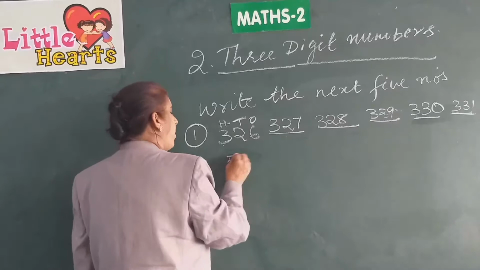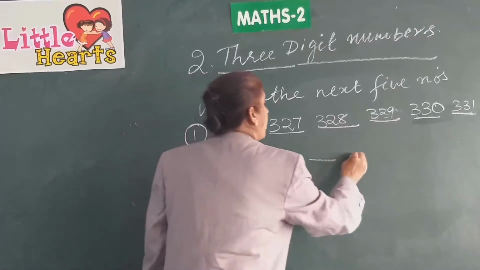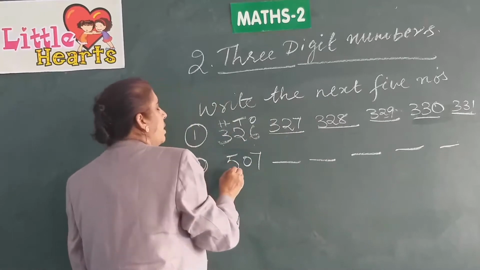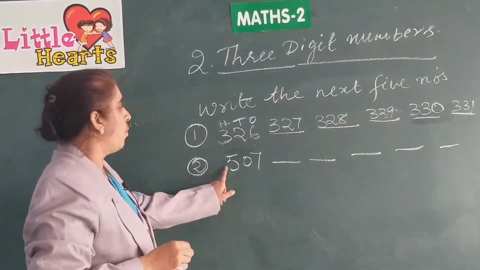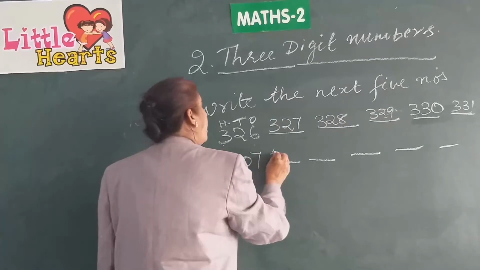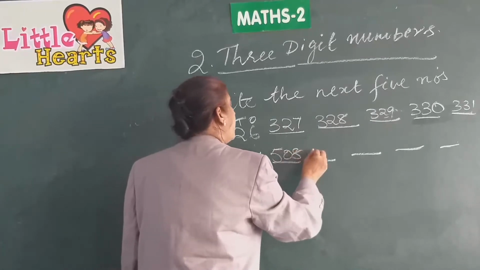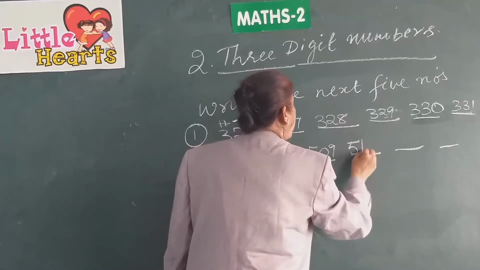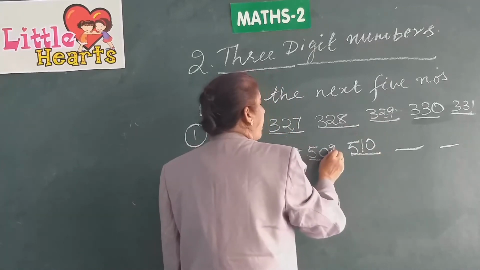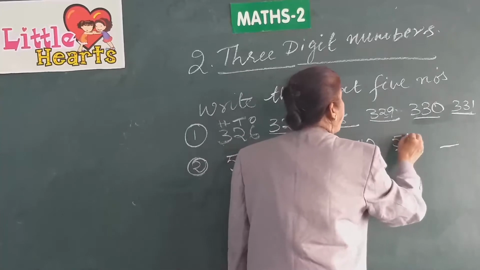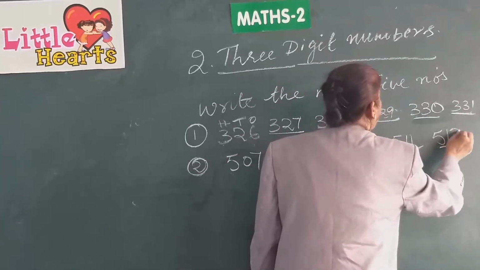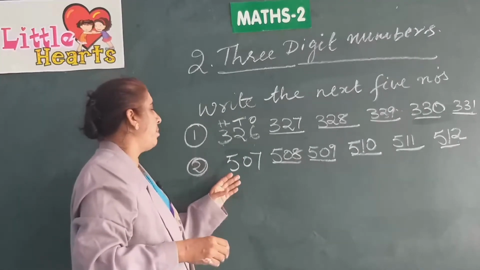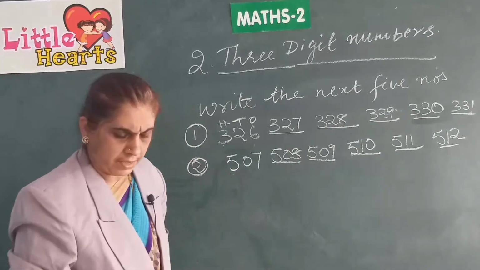Write the next numbers in this series. How do you read this? 5 is in the hundreds place. So 507, 508, 509, 510. After 9 comes 10, 511, 512. In this way you can write the next 5 numbers of any given number.